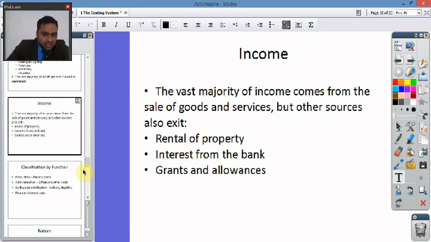Grants and allowances. Well, if you buy new machinery, for example, you get an allowance against the cost of the machinery, so you don't basically have to pay tax on that amount. That's what an allowance is. Grants are basically for research and development. You get grants from the government sometimes to help you out.